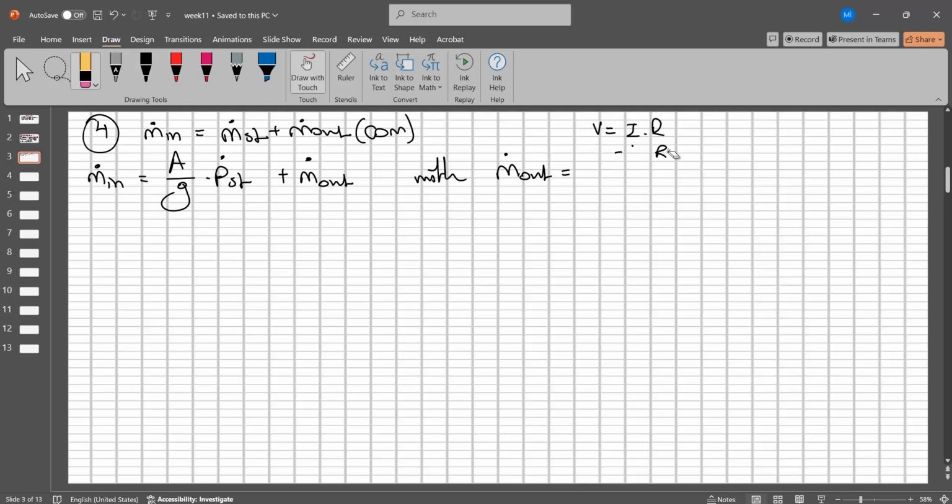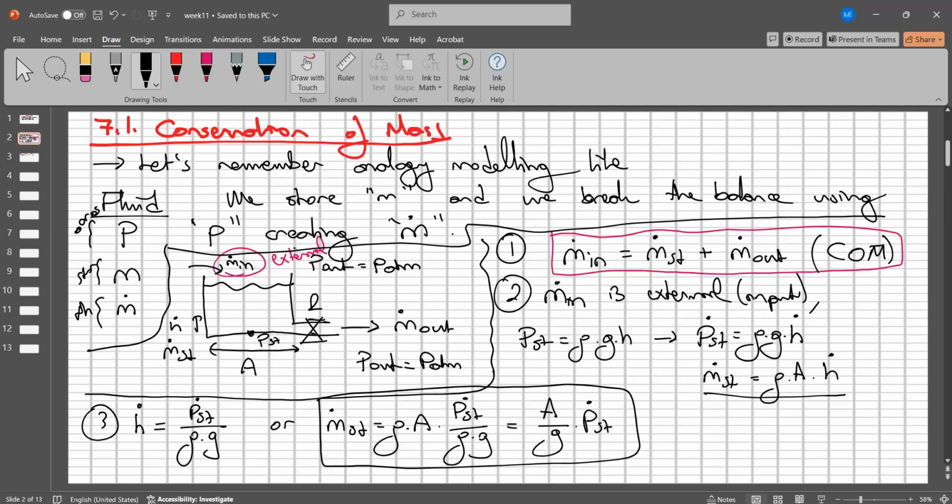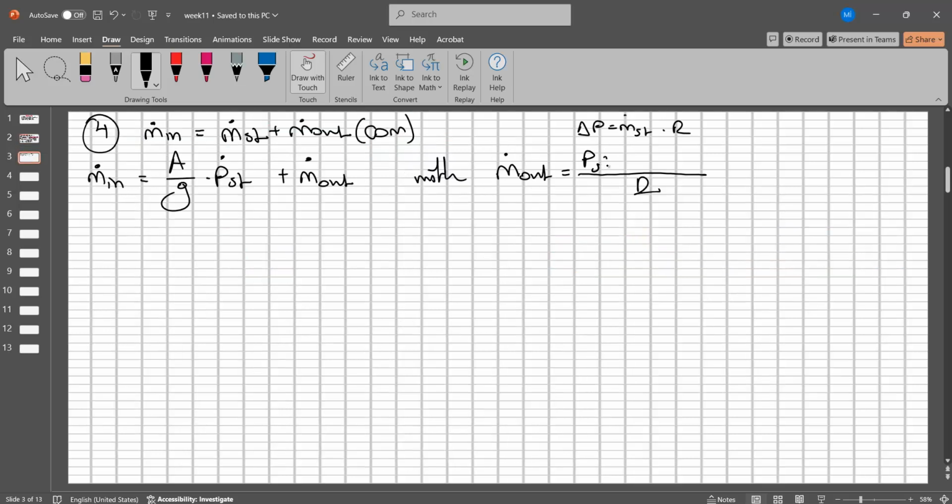And so, if this is the case, then m out dot is delta P divided by R. But what is the delta P in this case? Just see that we have the P storage, right? And also at the outside we have the P out, right? And so if we write PST minus P out, this is the R formula, right? But is it?